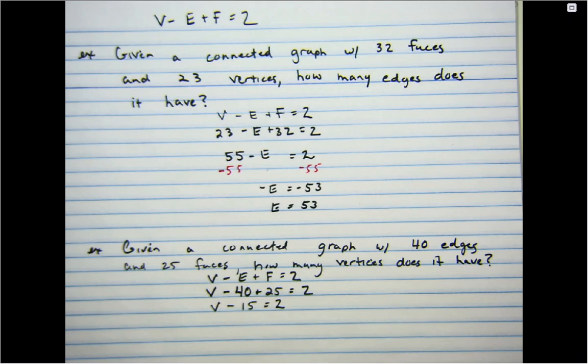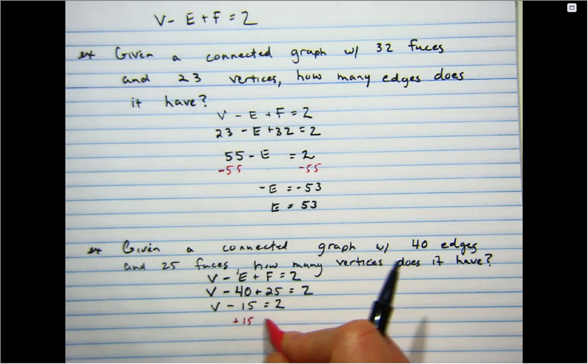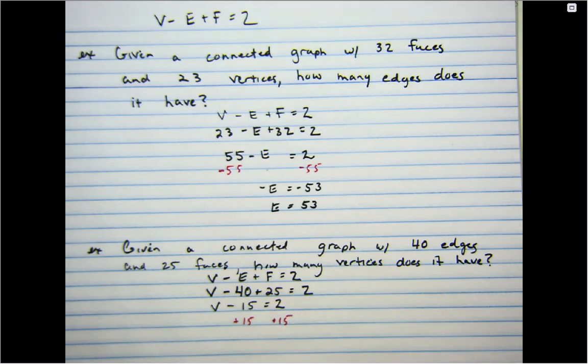So you want the v by itself, and there's a negative 15 next to it. So you add 15 to both sides of the equation. But again, at that point, you could probably do it in your head, right? You can think, what number do I subtract 15 from and get 2? Well, you can do that intuitively like that, or you can just add 15 to both sides of the equation, and that leaves a v on the left and a 17 on the right. Does anybody want to do a third example? Okay, so that's another type of question you can expect on the quiz.